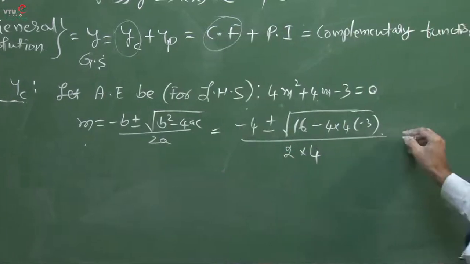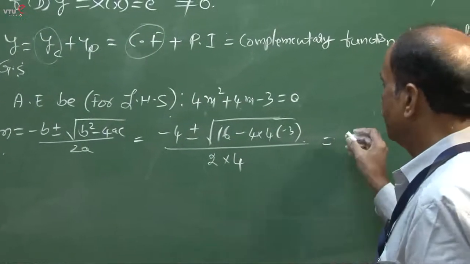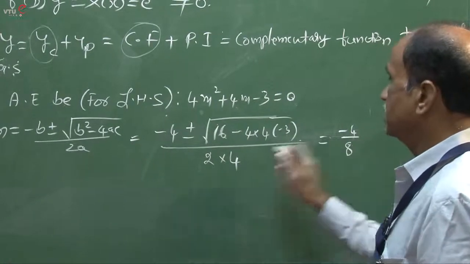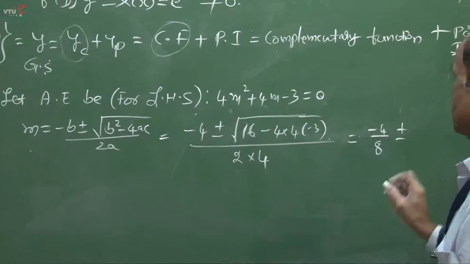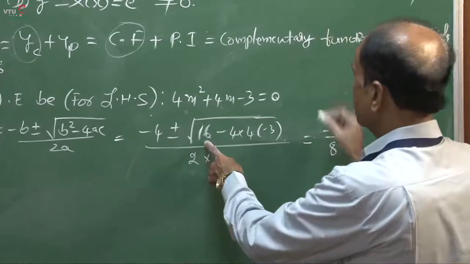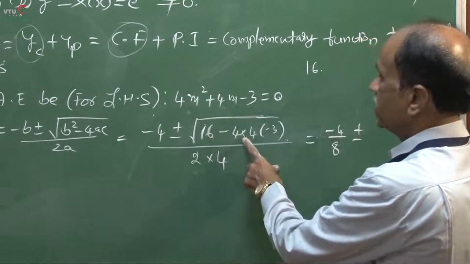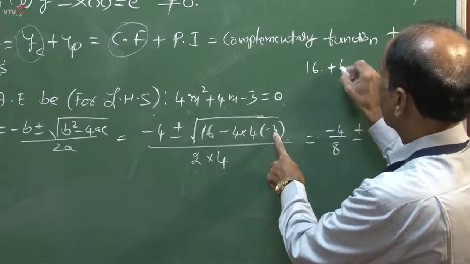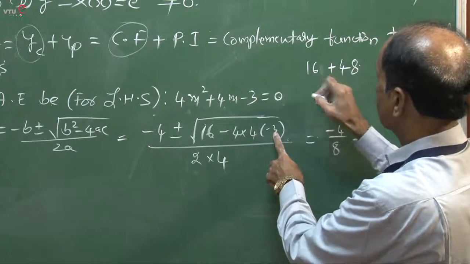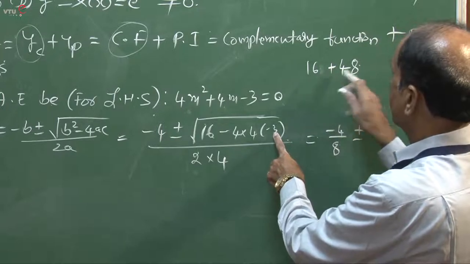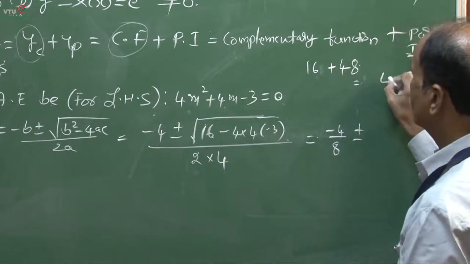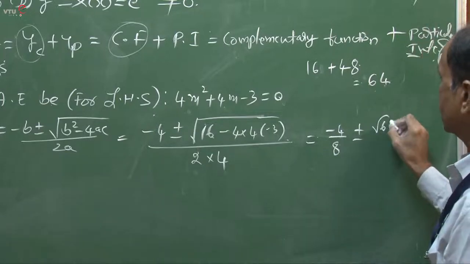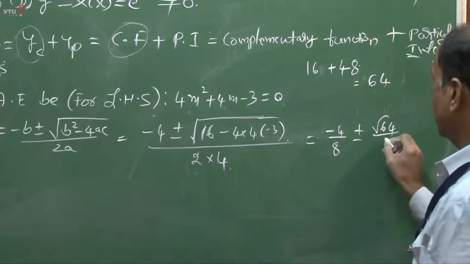Okay, then what is the simplification? Minus 4 divided by 8, this 4 into 2, plus or minus root of this much: 16, and 4 fours are 16, that is 48, and plus 48 you can take, this becomes 16 plus 48, that is 64. Plus or minus root 64, and divided by 8.